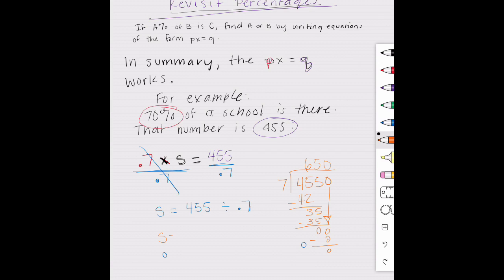If we replace the x with 650, and we were to do 70% of 650, we would find out that that is equal to 455.